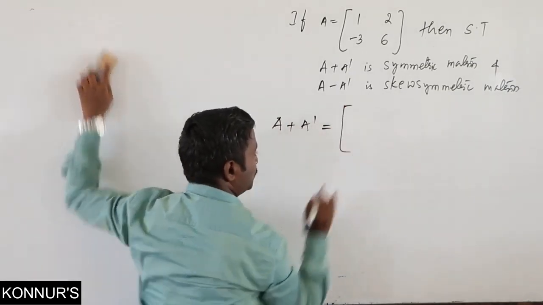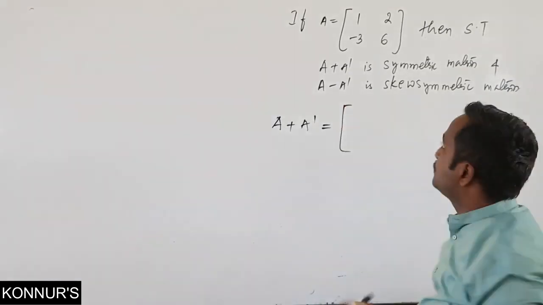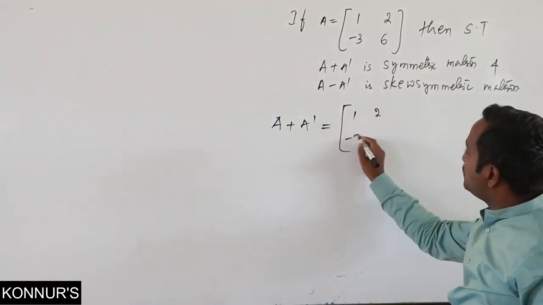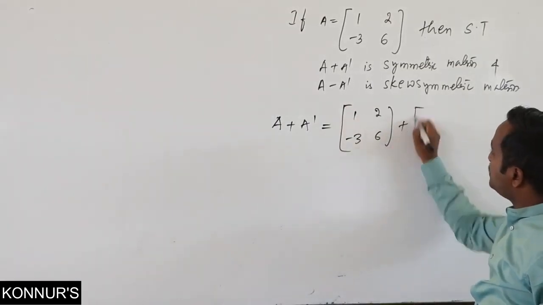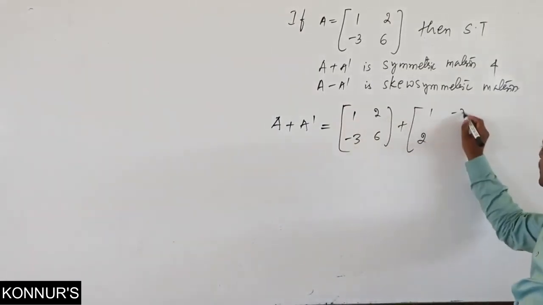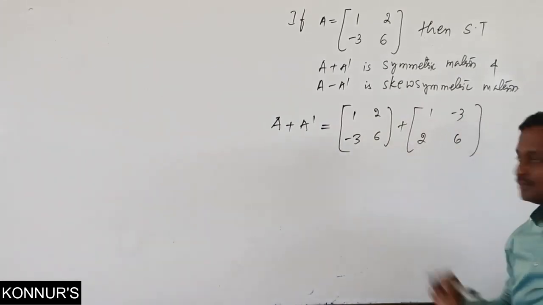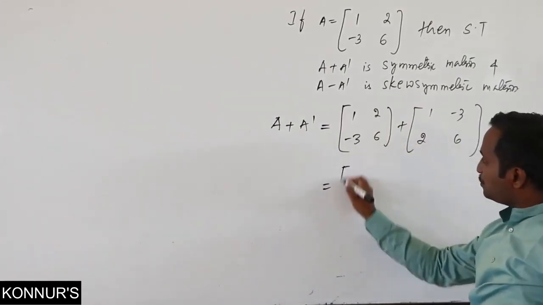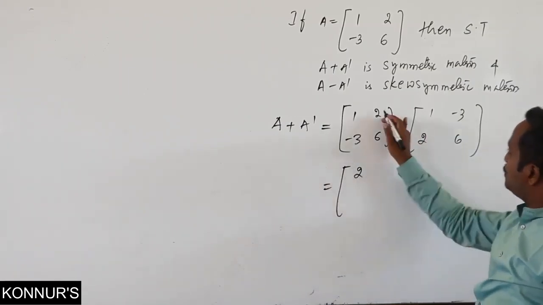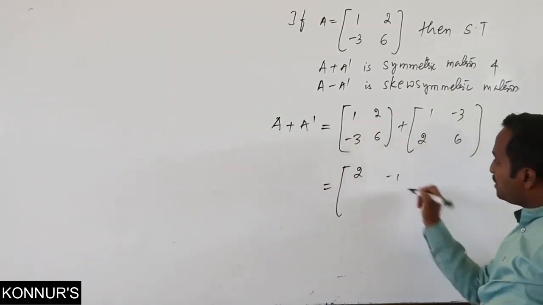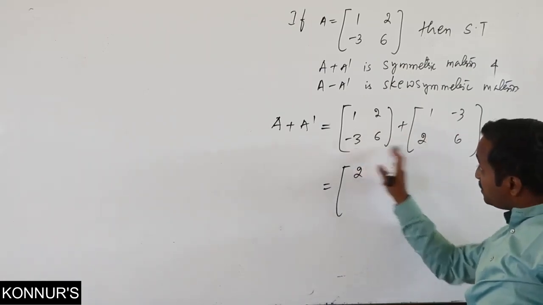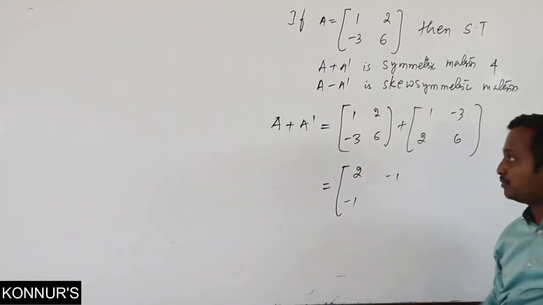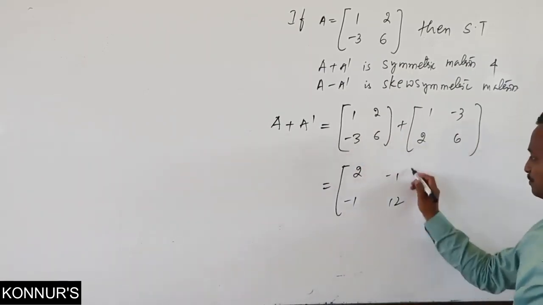A plus A dash. A is what? 1, 2, minus 3, 6. Plus A dash is what? 1, minus 3, 2, 6. Isn't it? So add those. 1 plus 1, 2. 2 minus 3, minus 1. Minus 3 plus 2, be careful, minus 1. 6 plus 6, so 12.